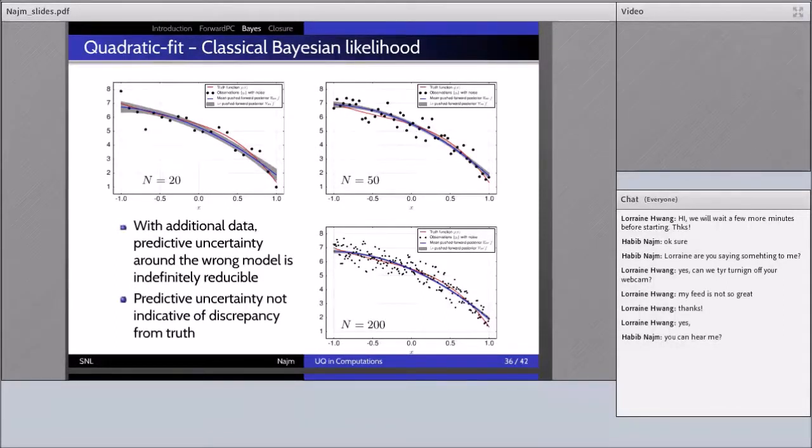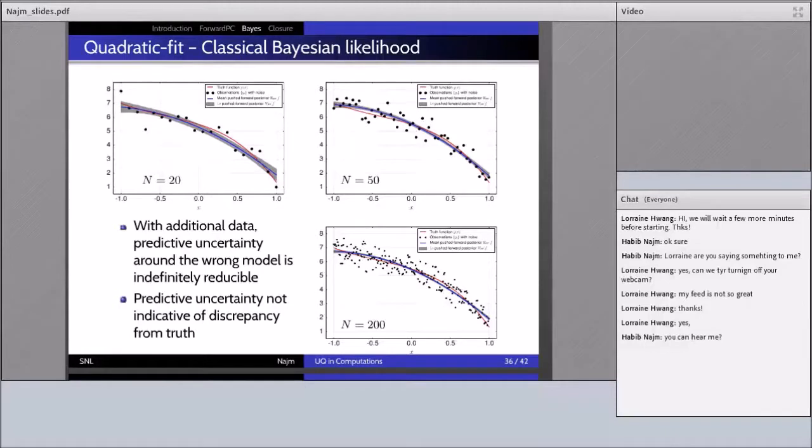Specifically, I want to show a picture where we're fitting data with a model. This is first the classical Bayesian picture where you do not account for model error. In this case, we have a truth function that's red, and we generate synthetic noisy data from it, which is the black dots. Then we try to fit this data using a polynomial.